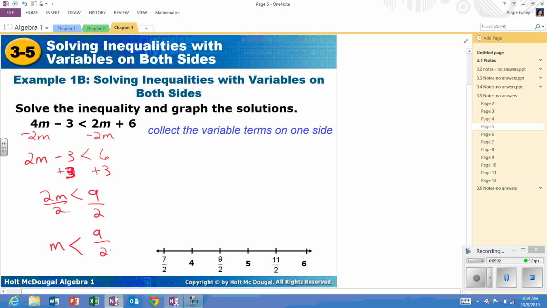Okay? To graph it, this is a nice graph. They actually have some fractions on it for us. So I'm going to do an open circle at 9 halves. And it says m is less than. So that means it's everything to the left. Okay?